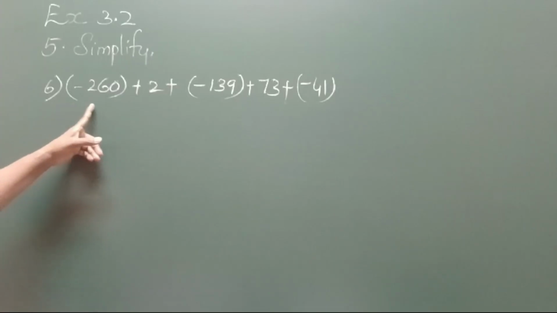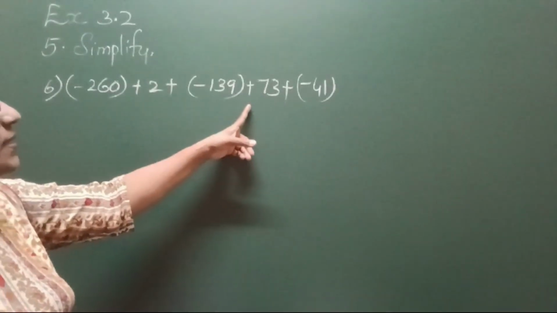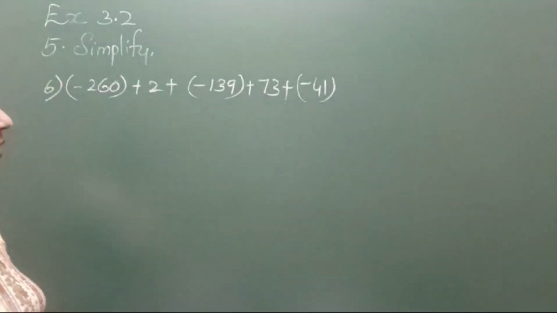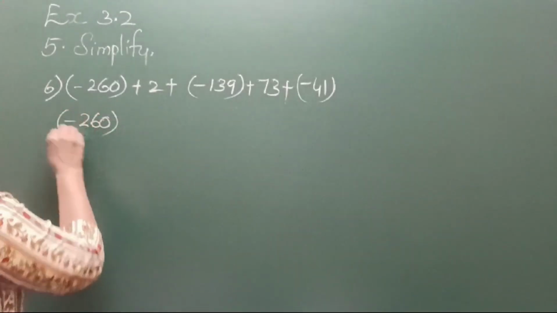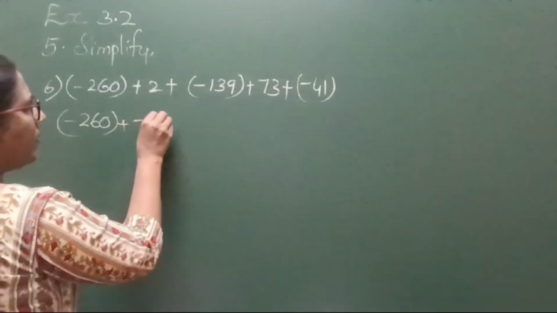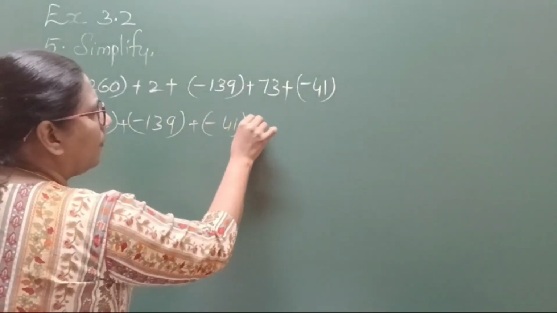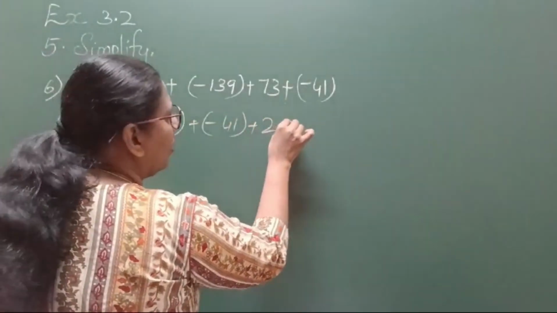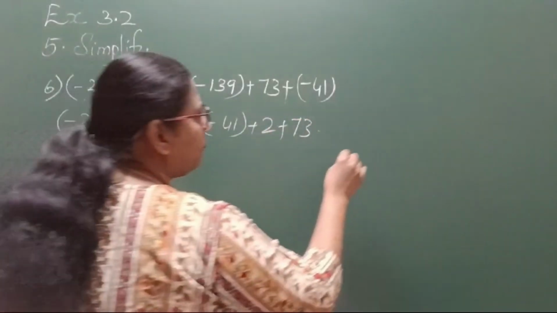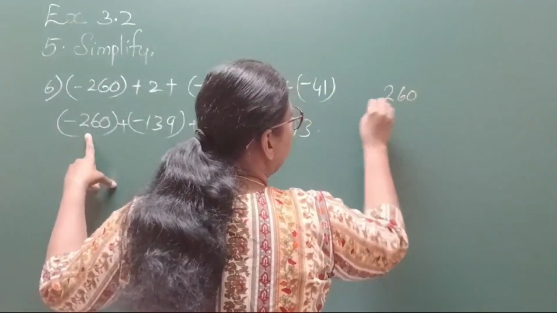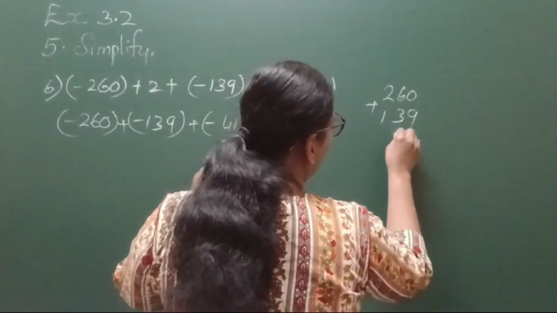Question number 6. Minus 260 plus 2 plus minus 139 plus 73 plus minus 41. Let's add the negative integers first. Minus 260 plus minus 139 plus minus 41, plus 2 plus 73. 260 plus 139 plus 41.